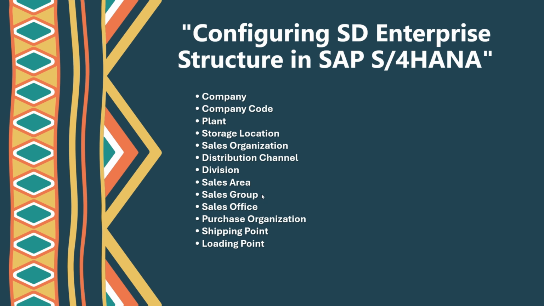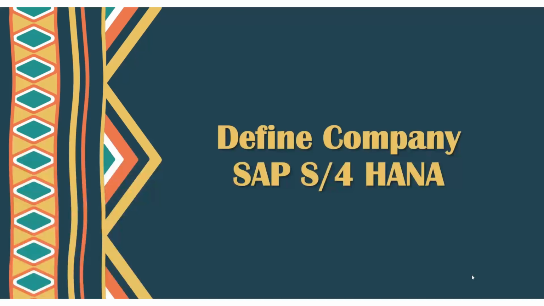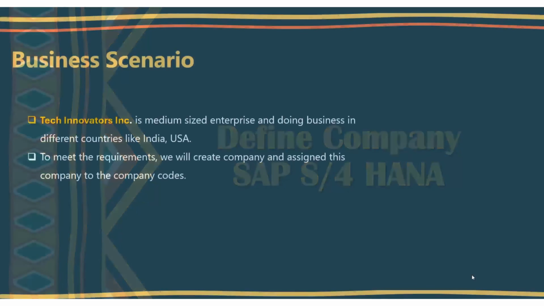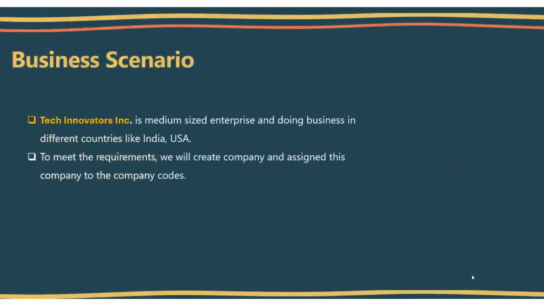So let's get started. In this video, we are diving into how to define a company in SAP S/4HANA. Before we start, here is the business scenario. Imagine we are working with our fictional company, Tech Innovators. It's a fast-growing enterprise in the laptop manufacturing industry. They are doing business in multiple countries like India and the USA, and they need to consolidate their financial data to keep everything on track.